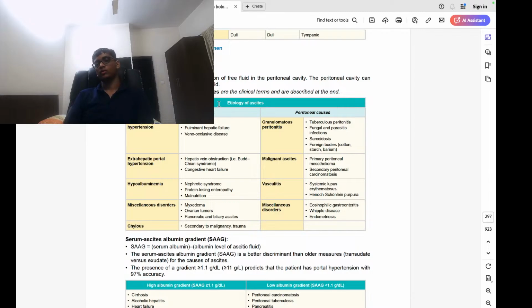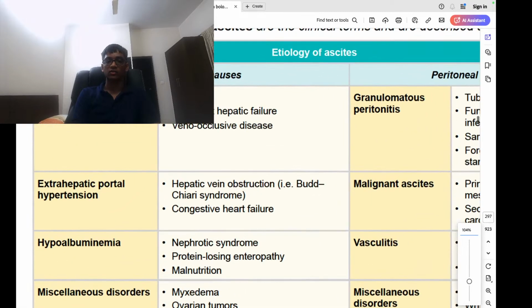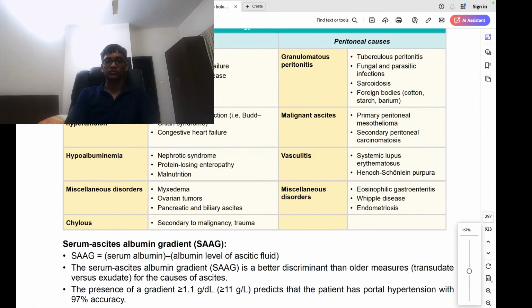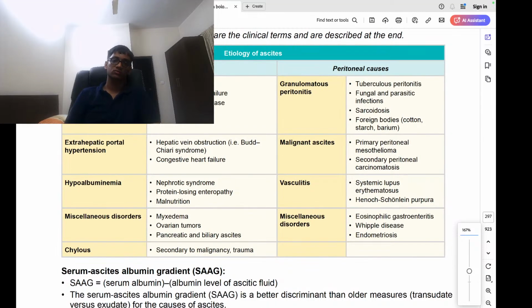Etiology of ascites: you have non-peritoneal causes and peritoneal causes. Non-peritoneal causes: you have intrahepatic portal hypertension, which is cirrhosis, fulminant hepatic failure, veno-occlusive disease. Extrahepatic portal hypertension is hepatic vein obstruction, which is Budd-Chiari syndrome, and congestive heart failure. Hypoalbuminemia is nephrotic syndrome and protein-losing enteropathy. You have malnutrition, and miscellaneous disorders like myxedema, ovarian tumors, pancreatic and biliary ascites, and chylous ascites, which is secondary to malignancy or trauma. These are all the non-peritoneal causes.